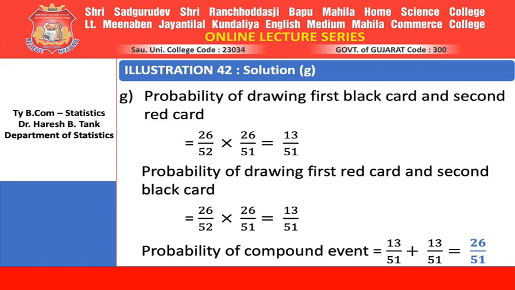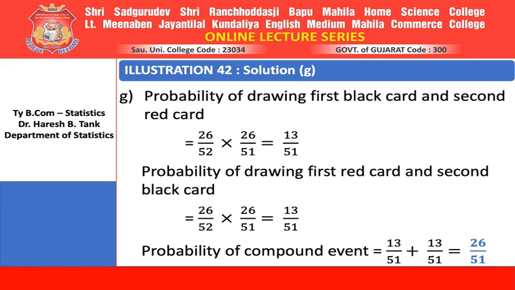Probability of drawing first black card and second red card. They said that it should be of an alternate color. Alternate color means first is black, second is red, or first is red, second is black. Now whether this happens or this happens, that means the connector is OR. Connector is OR means addition is to be done. Before that addition, multiplication is to be done. Let us do it independently.